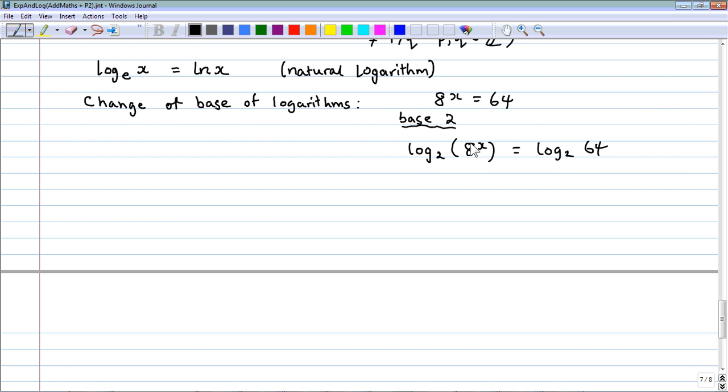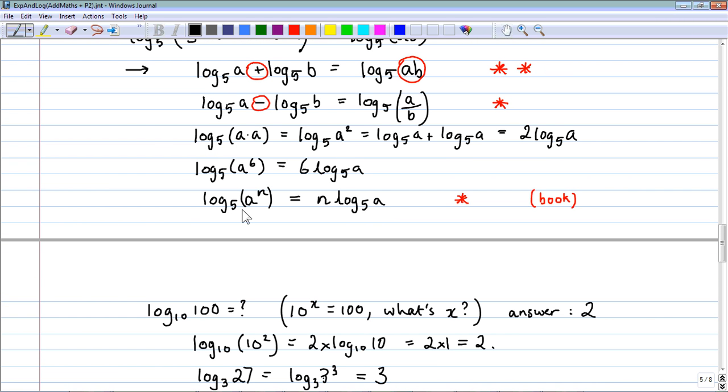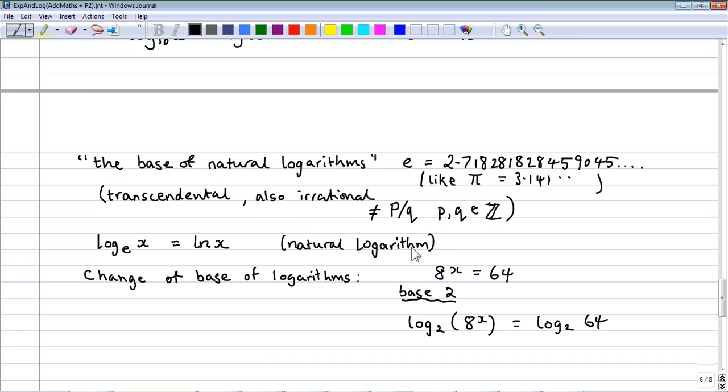It will still be true. Now I want to apply the laws of logarithms, and I can see here that I have a power inside the logarithm. So if I go back to my laws of logarithms, when I had a power inside the logarithm, I could take it outside as a multiple. So that's what I'm going to do here.